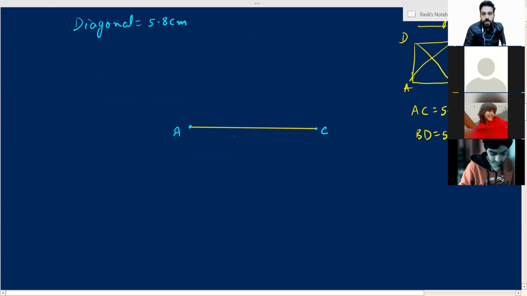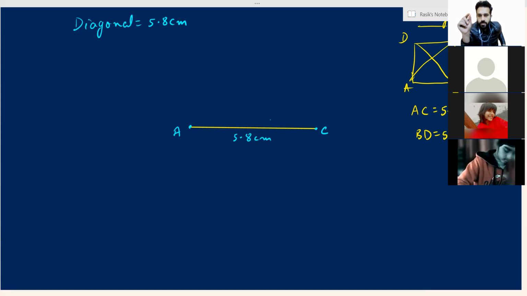So AC was 5.8 centimeters. You can take 4 centimeters in your compass. No need to even measure, just near 4. Okay, it can be a little above or below 4, but not much difference. So you can take any radius, but it should be near 4 centimeters. It should be more than half of AC.